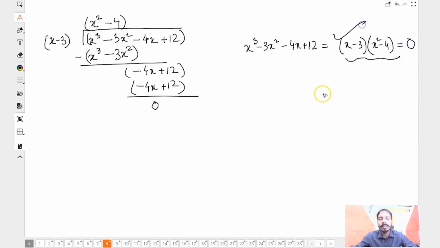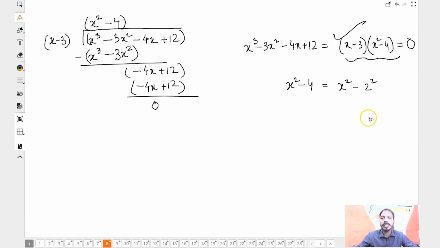So I already know this is one of the factors. Right now, what is this? If I can factorize this term, my job is done. So that means x square minus 4. Now here an identity will be used, right? Can you write this as a square minus b square? Yes, of course. So I can write this as x square minus 2 square.